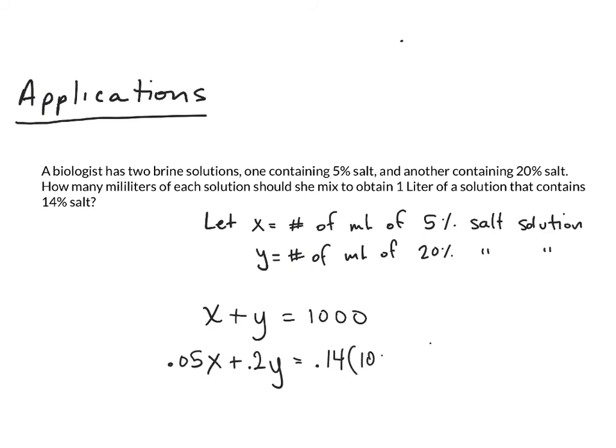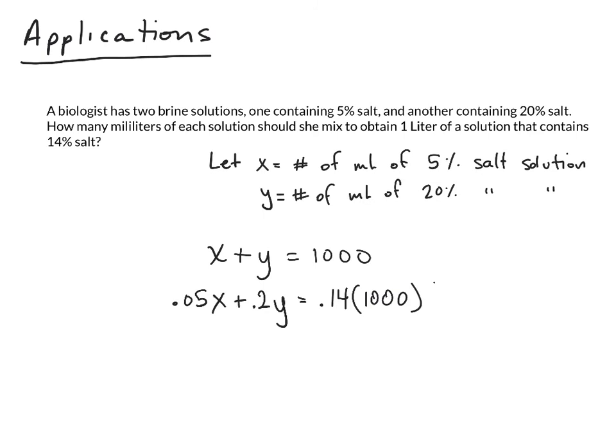of the 1,000 milliliters. And this is important. It's actually a mistake that students quite often make. When you're talking about mixtures and percentages of mixtures, you have to have a percent of a fluid amount. So it's 5% of this many milliliters plus 20% salt of this many milliliters has to equal 14% of this many milliliters. You can't forget that it has to be a concentration multiplied by an amount of milliliters.